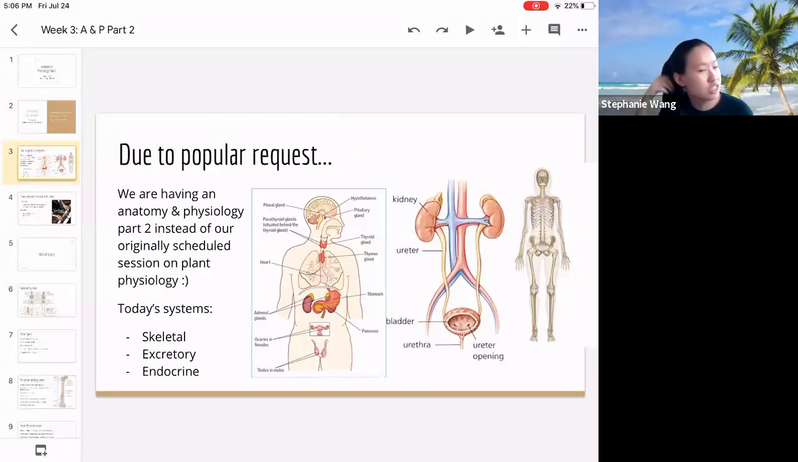I was talking about this earlier, that I'm going to talk about more anatomy systems instead of doing plant physiology this week. So this week's systems are going to be skeletal, excretory, and endocrine. All right. So let's start.